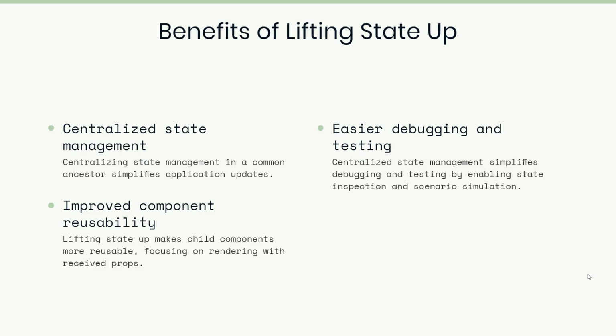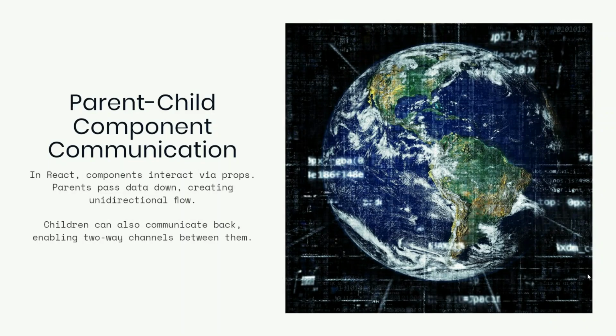We can improve our reusability by lifting up state. Child components just deal with rendering and receiving props. It's also very easy to debug by doing this, because we know exactly which component is holding the source of truth. So we know that parents pass data down via props to the child components. It's read-only, and it's one directional.